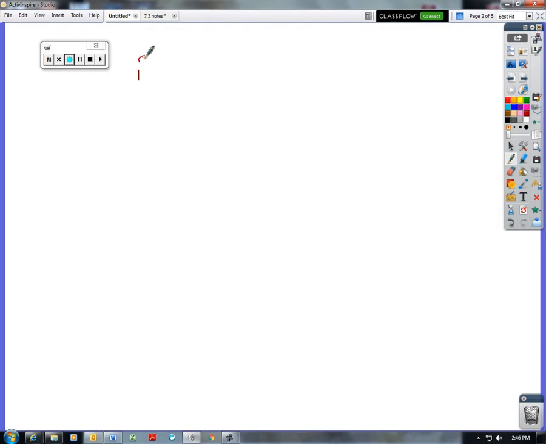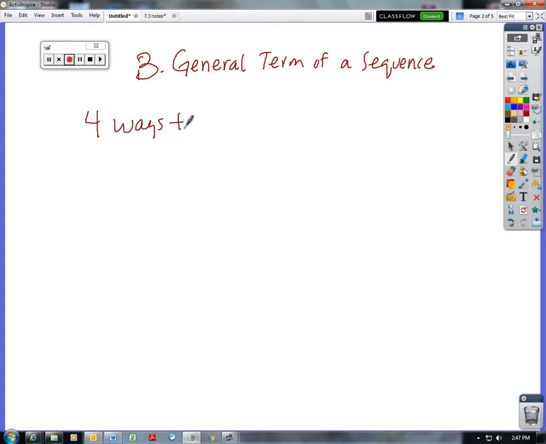Section B is the general term of a number sequence, is the title of that one. What that is, is basically the formula, the general term. The formula would give you the value for any particular term. And we can define sequences in 4 ways, and it happens to be the same 4-pronged approach that we use in calculus.